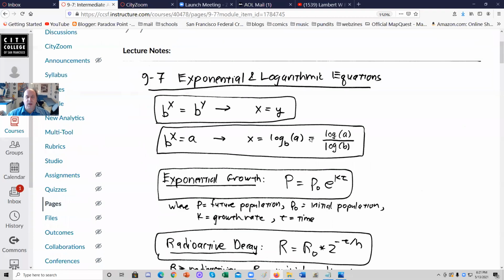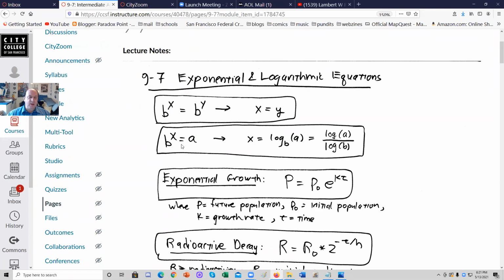Now we are solving exponential and logarithmic equations. If b to the x equals b to the y, so they have the same base, then x equals y. You can find that just by taking log base b of both sides, then the b's cancel, and you get x equals y.